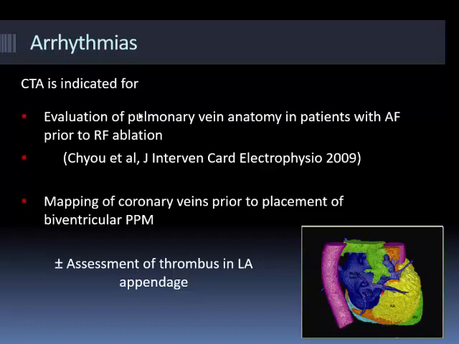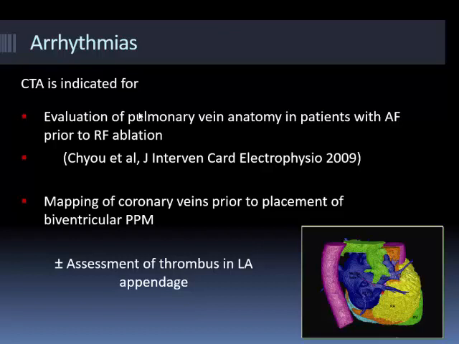What about in arrhythmias? You can modify your protocol to look at the pulmonary veins. Remember, if you're looking specifically at things like the coronary sinus, the way that we time our CT angiograms is based on arterial opacification, so you'll have to modify that.